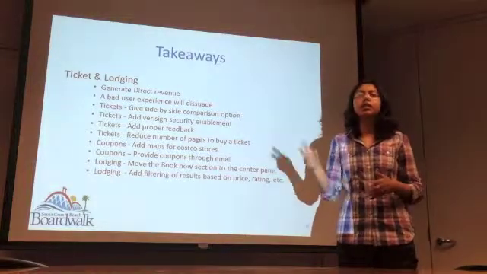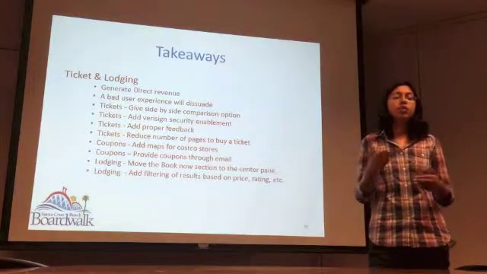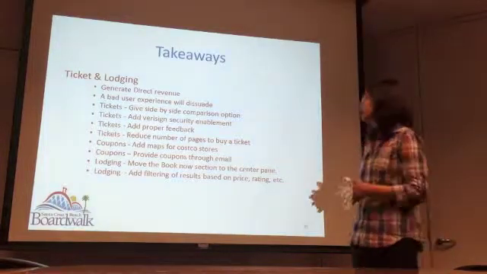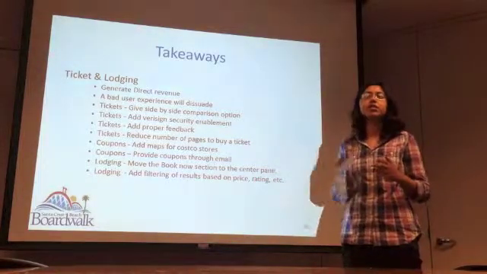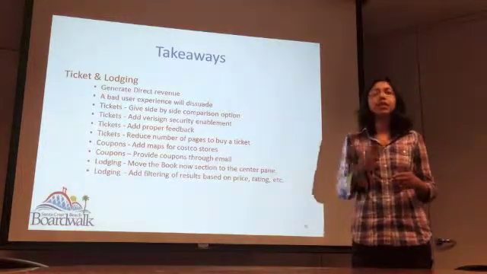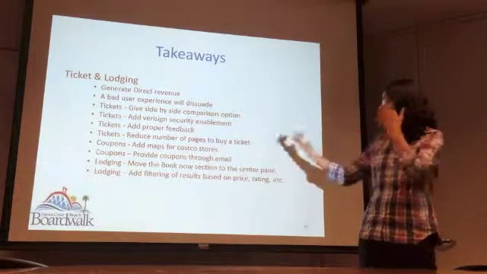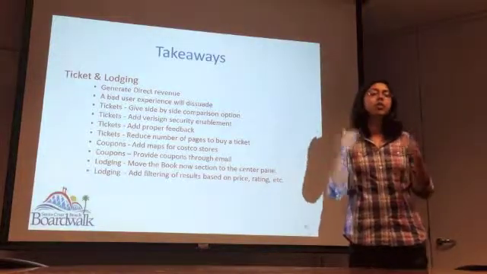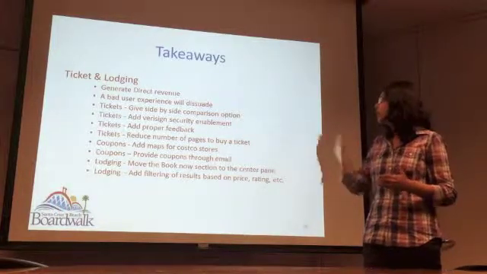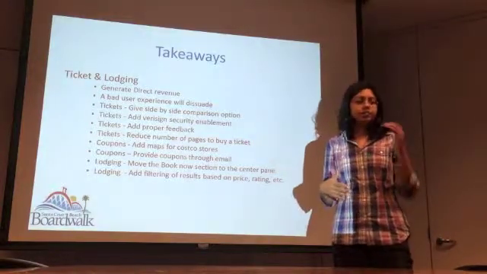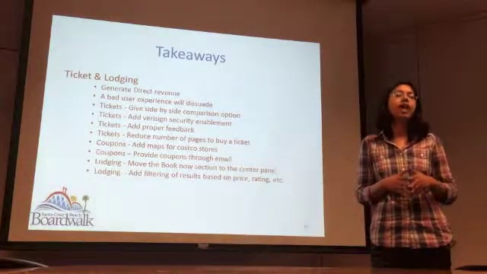Ticket and lodging are the two pieces that directly drive revenue to the site. So those two pieces have to be redone. For tickets, right now there are too many pages you have to go through to make a purchase. We can definitely cut that down. You need to add proper feedback. In the lodging section, the main booking section should be in the center, not in the left hand menu. And you also need to add filtering and ratings and reviews, so that it's easier for the user to get to the right kind of hotel.